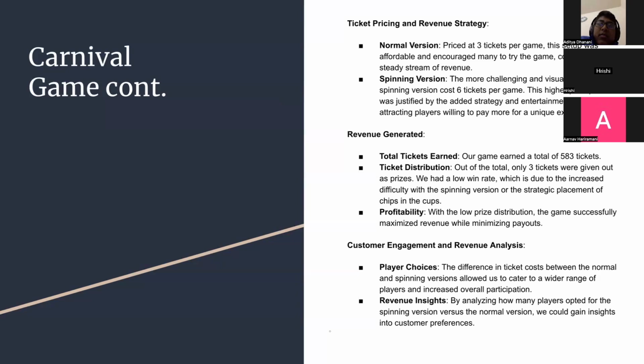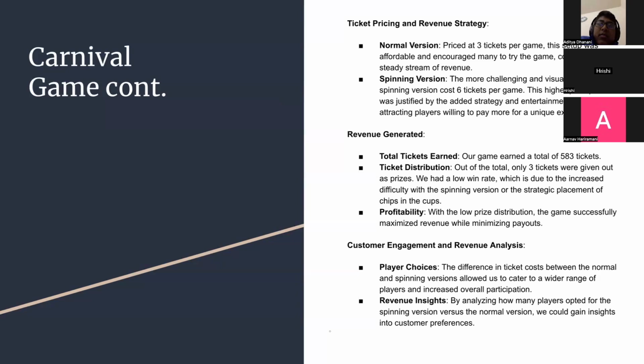of the total, only 3 tickets were given out as prizes. We had a lower win rate, which is due to the increased difficulty with the spinning version or the strategic placement of the chips in the cups. And with the low prize distribution, this game successfully maximized revenue while minimizing payouts.